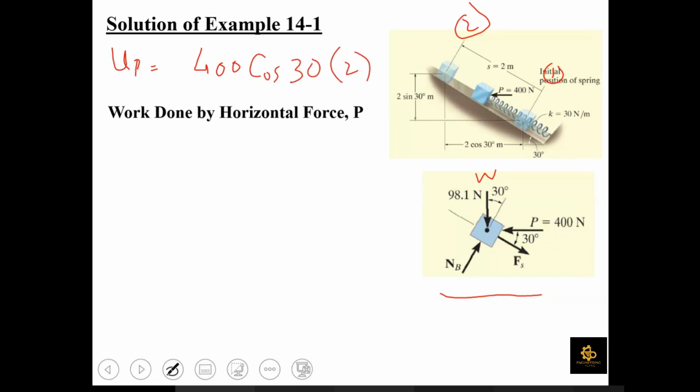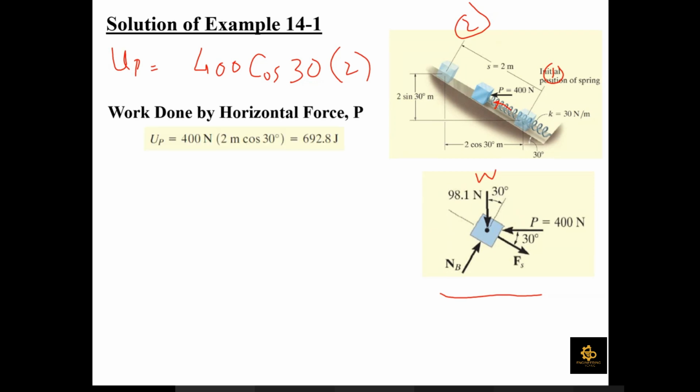into displacement, which is 2. So we are resolving force along the displacement axis. So basically we are considering this component of the force, which is 400 cos of 30, and multiplying it with displacement, which is 2 meters between position 1 and 2. Should it be positive or negative? Positive, sir. Positive, because the component of P and displacement are along the same axis. So the work done is going to be a positive quantity in this case.